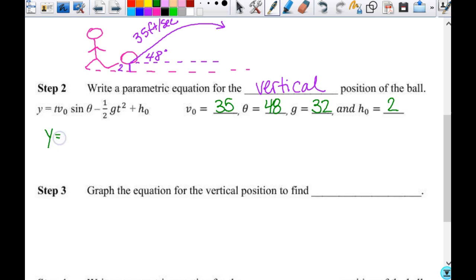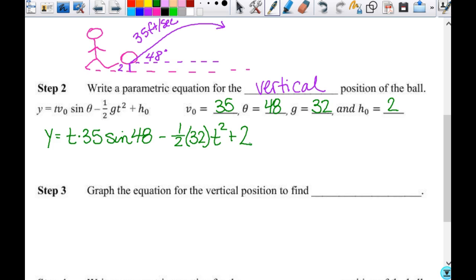Y equals T times V sub 0, which is 35, times the sine of 48, minus 1/2 times G, which is 32, times T squared, plus H sub 0, which is 2.